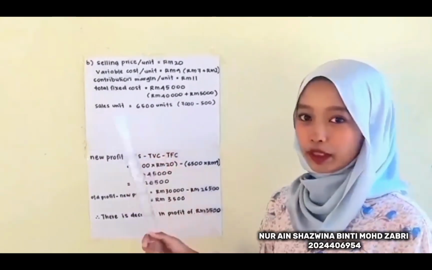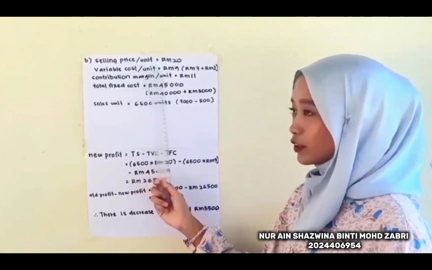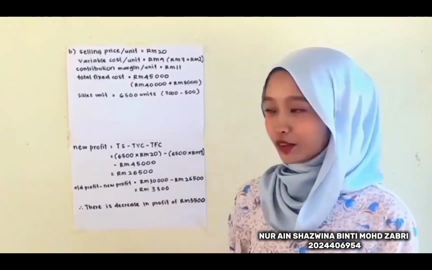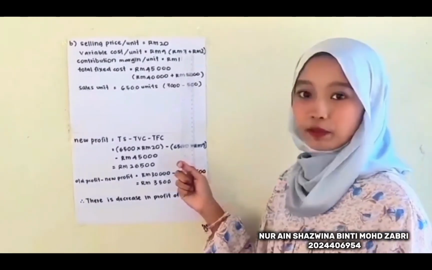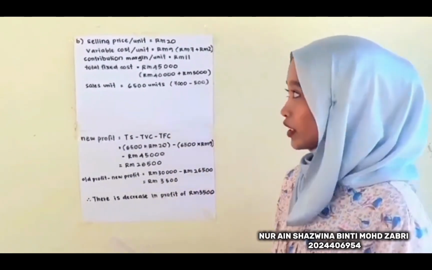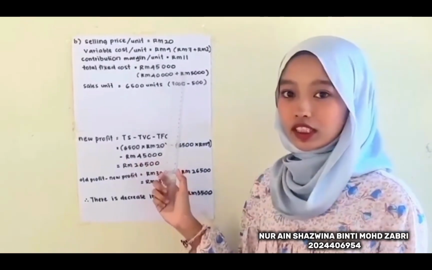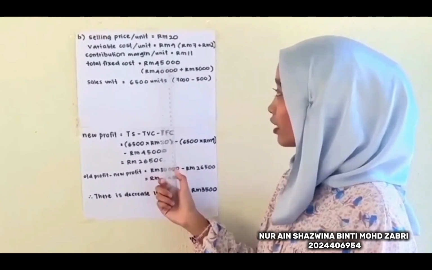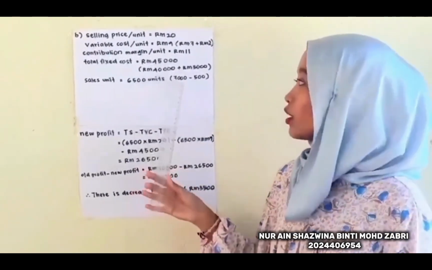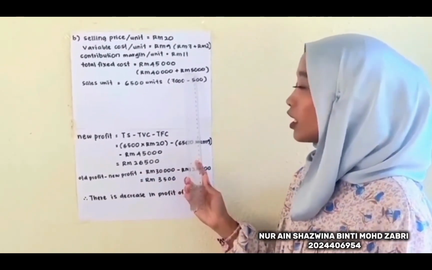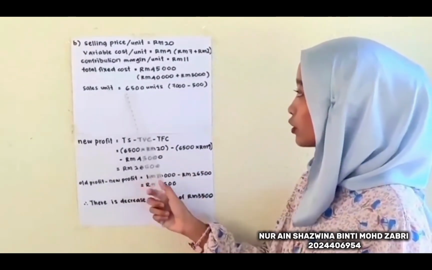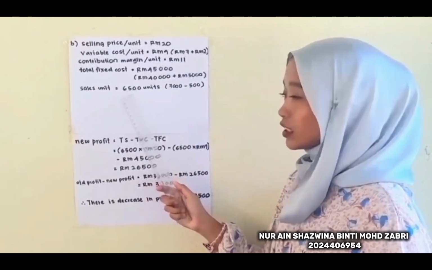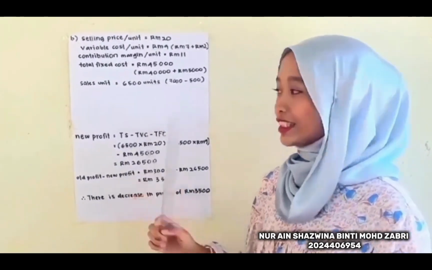Next, we move to question B. The new selling price per unit is RM 20. The variable cost per unit is 9 ringgit because we get it from 7 plus 2 additional in materials. Then contribution margin per unit is RM 11. So, total fixed cost is RM 45,000 because they have increased by 5,000. So, sales unit dropped by 500 and we will get the new sales unit is 6,500 units.